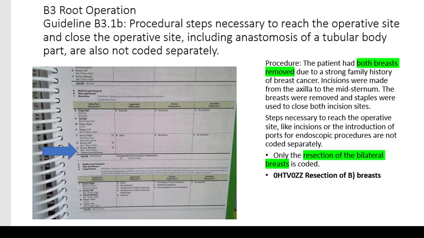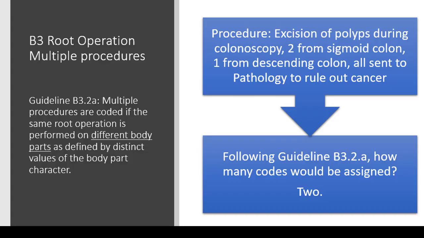The next few guidelines talk about multiple procedures. Guideline B3.2a, multiple procedures are coded if the same root operation is performed on different body parts as defined by distinct values of the body part character. So many times when I read a guideline like this, it's so wordy, and I guess it has to be. It makes so much sense to give you examples that tell you why you would need a guideline like this.